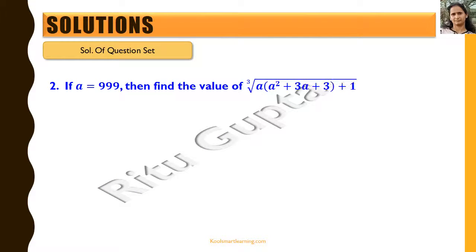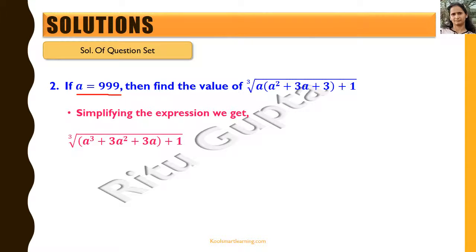So the second question: if a is equal to 999, we need to find out the value of the cube root of this whole expression, which is a multiplied by (a square plus 3a plus 3) plus 1. So we'll now simplify this expression and we'll just multiply this a with this which is written in the bracket, so that we remove the bracket and we get a simple expression. So we get a cube plus 3a square plus 3a plus 1.